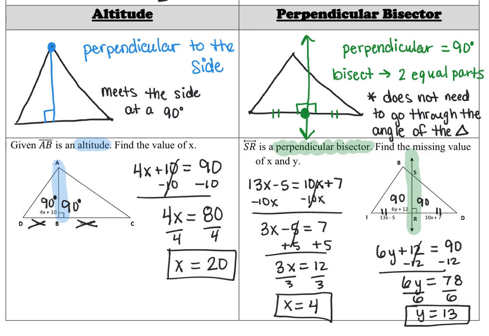Just to recap here, notice our altitude and our perpendicular bisector are creating those right angles, those 90 degrees. The difference is where do they hit on the side of the triangle. An altitude can hit anywhere. It doesn't necessarily have to go through the middle, where a perpendicular bisector will go through the middle of that side. So it gives us that extra piece of information, knowing that we have two equal side lengths there. Now you know everything you need to know about special segments in triangles.